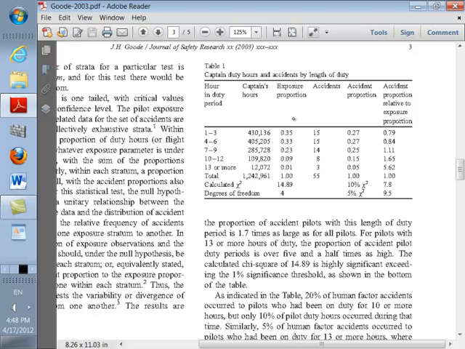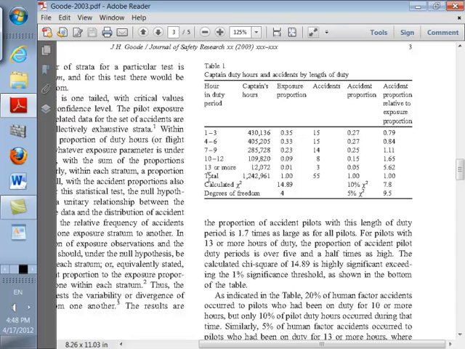And of course, if you have not rested under stress, you are more likely to make mistakes, fatal mistakes. So hours in duty period means the time from the moment pilots check in till the moment they check out. So 1 to 3 hours. And you see most of those pilots, if you see the exposure, the accident proportion. Now, accident proportion relative to exposure is the quantity that you really want to measure. Why? Because it's a way to normalize.